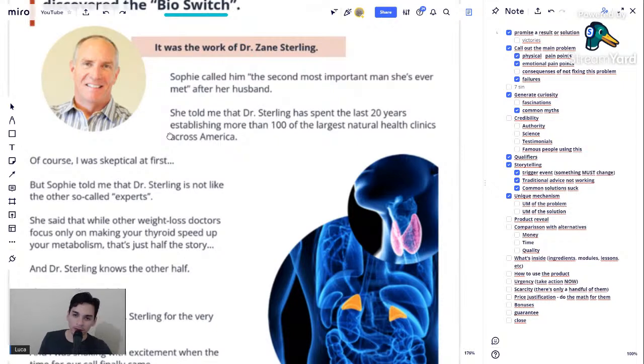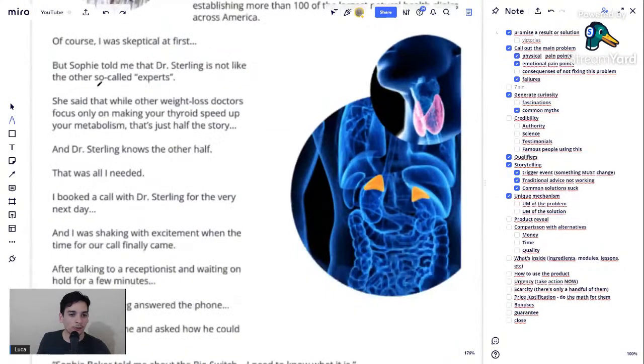So this is the introduction of the authority figure, right? She told me that Dr. Selling has spent the last 20 years establishing more than 100 of the largest natural health clinics across America. Of course, I was skeptical at first, but Sophie told me that Dr. Selling is not like other so-called experts.